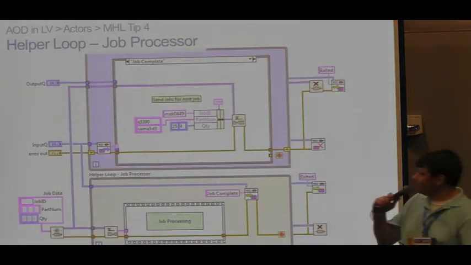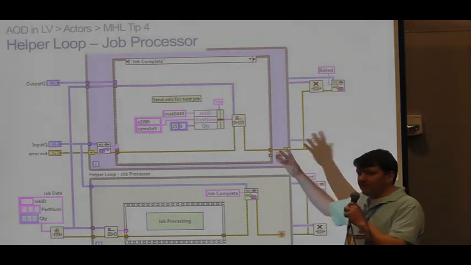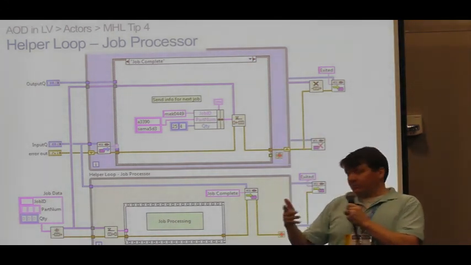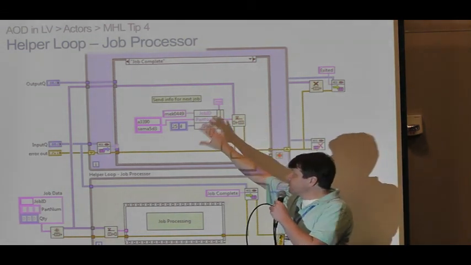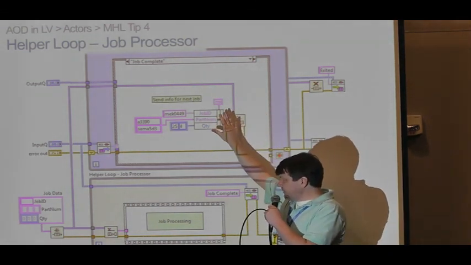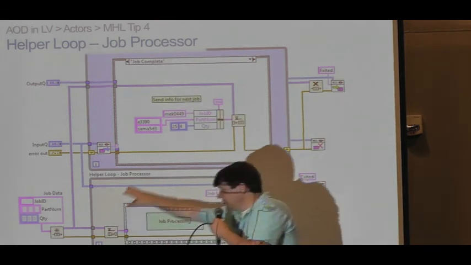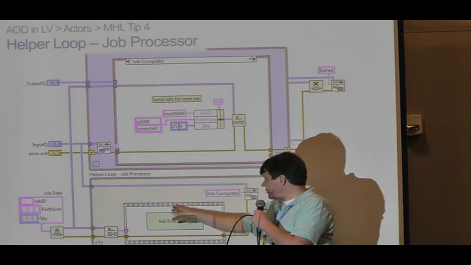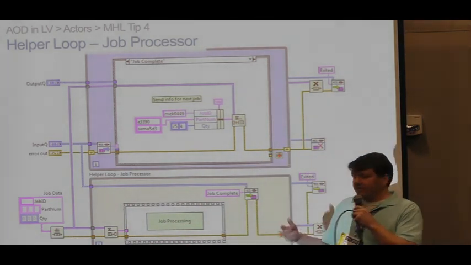Okay, here's an example of another helper loop I have. This is a job processor. It's essentially the same pattern as the previous helper loop. I've got my message handler up here that's taking messages from some external source. Down here I've got my job processor. I've got a queue here so that when my job processor comes through here, it'll do whatever needs to be done to process that information.